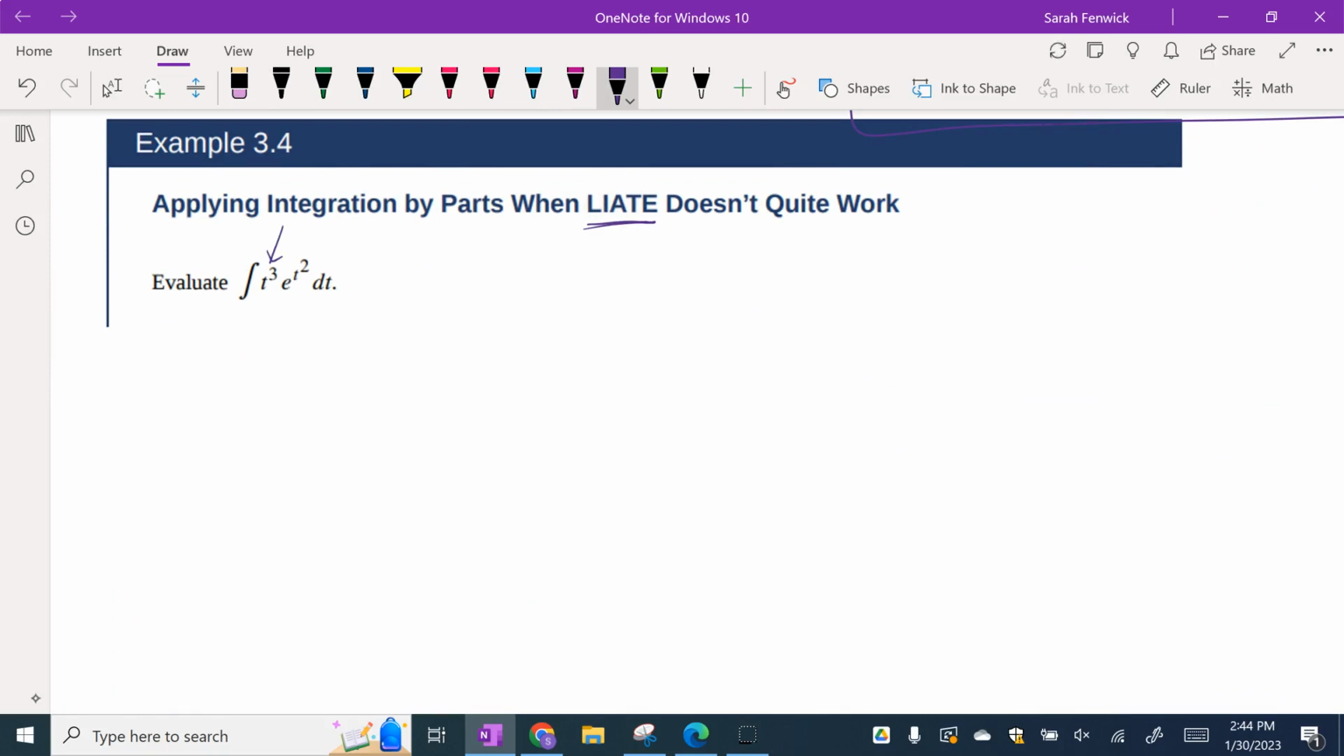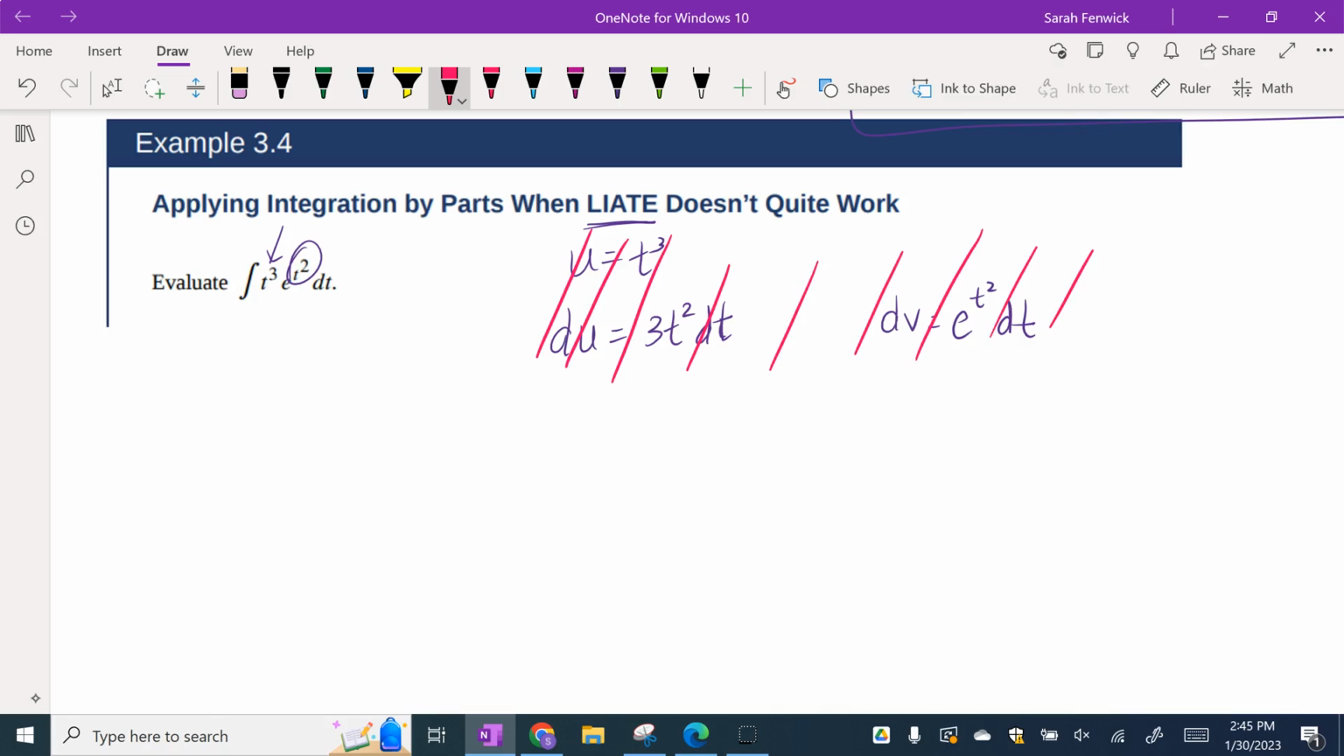This is algebraic, but if I say u equals t to the third, du equals 3t squared dt, I have a t squared, but it's in my power. So what's going to happen here? Well, my dv would be e to the t squared dt, but we can't take the integral of e to the t squared dt. It just doesn't work that way. So this one you have to do a little bit of creative math with, okay?